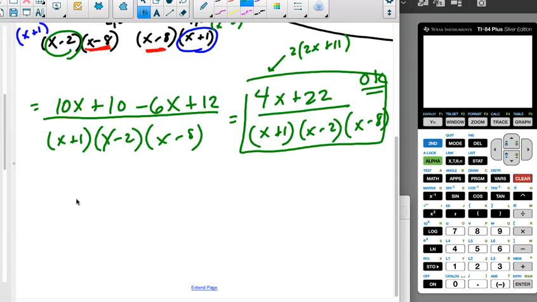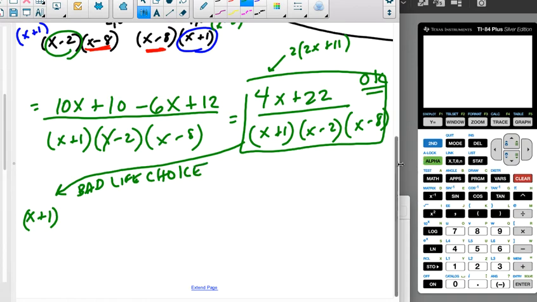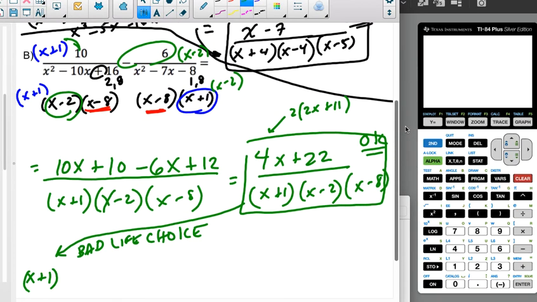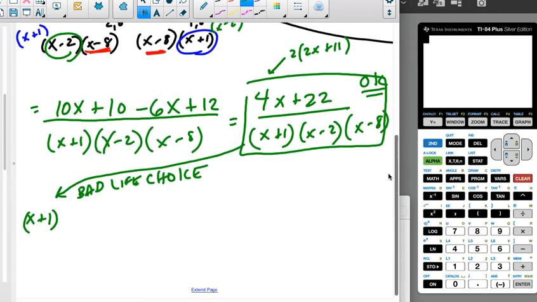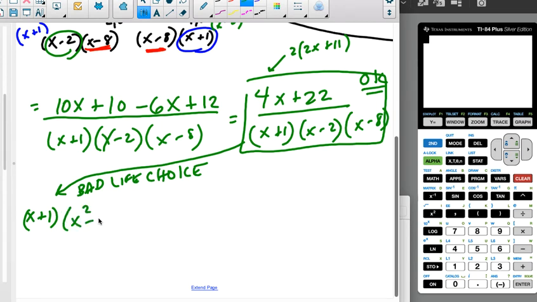Same thing, if you really wanted to FOIL out the bottom, you could take the x plus 1. So if you really wanted to, right, again, this is a bad life choice. But if you really stubbornly wanted to, or if you were trying to match a multiple choice answer, you could multiply the x plus 1 times the x squared minus 10x plus 16, right? And if you did that, you'd get x cubed minus 10x squared plus 16x, right?